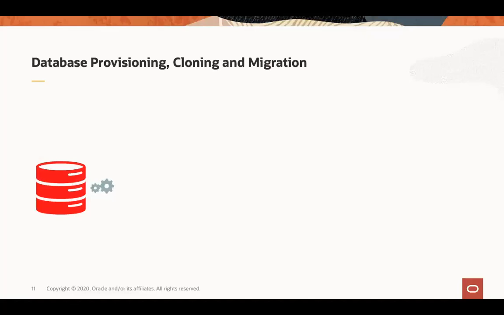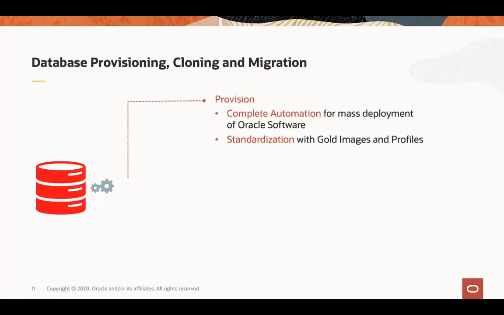So here we'll talk about provisioning, cloning, and migration, and talk about what we do with our lifecycle management solution. So for provisioning, we provide complete automation for deployment of all the different software required to provision a database. So not only the database binaries themselves, but also the grid infrastructure. We really support this standardization through use of a couple tools, gold images and profiles, which are the tools that the administrators would use to basically provision in a consistent manner. Think of these kind of as the templates or recipes for how you would like your databases deployed.